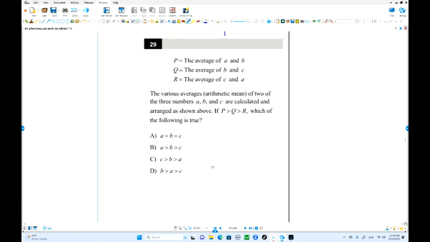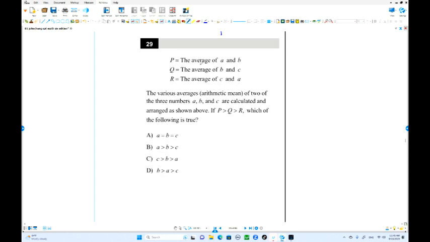Number 29. P is the average of a and b, Q is the average of b and c, R is the average of c and a. P is the greatest one, Q is the middle one, R is the smallest one. Which of the following is true? We're going to compare a, b, c. P equals a plus b over 2, Q equals b plus c over 2, and R equals c plus a over 2.